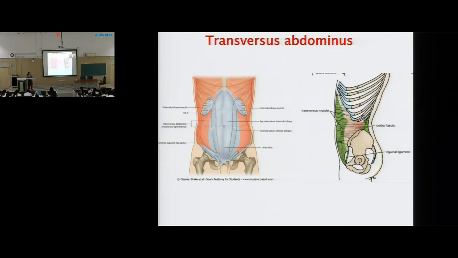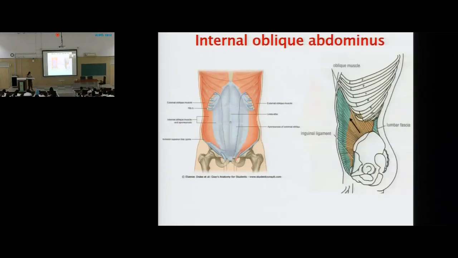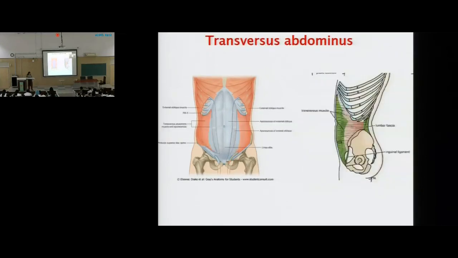Okay, after that we are going to come to, my mistake, I had to show you this thing. These fibers above, the direction is different. Here they are horizontal. Okay, here they are horizontal. This is the transversus abdominis.